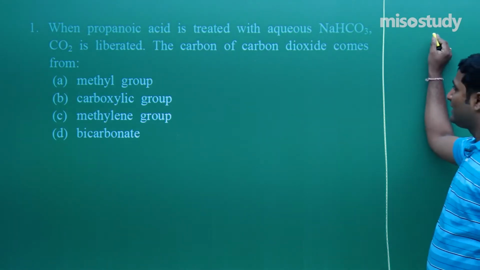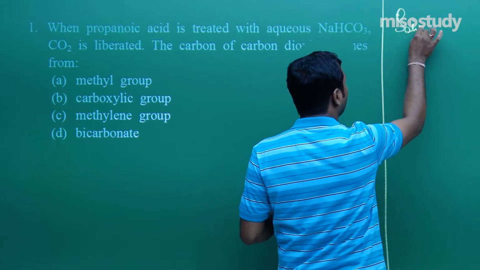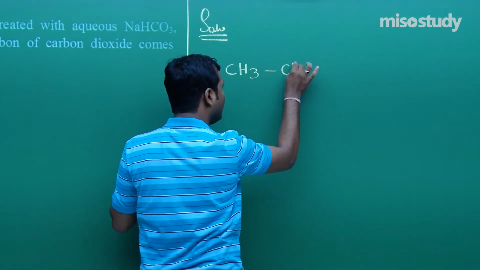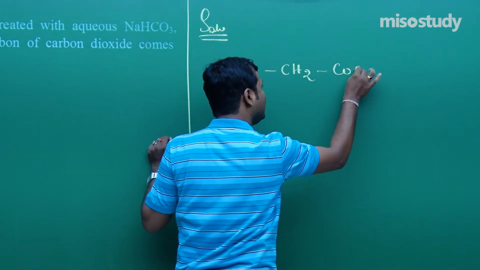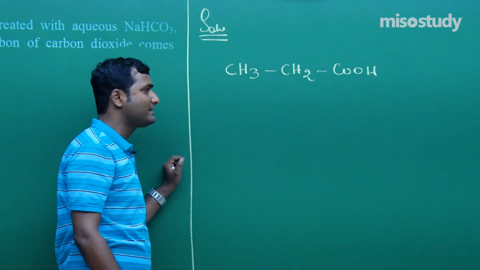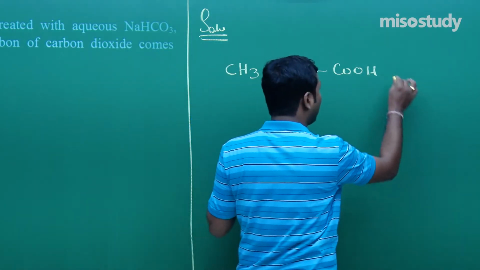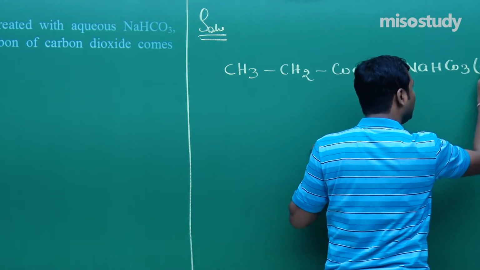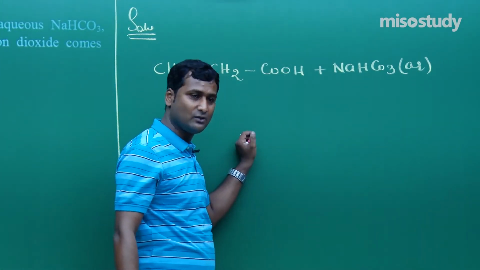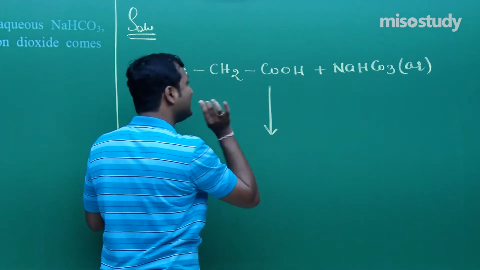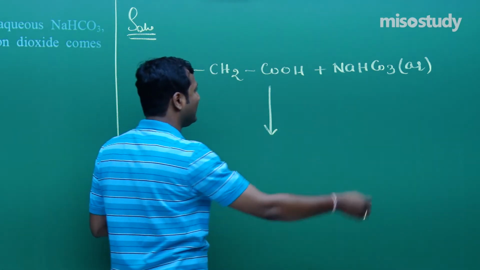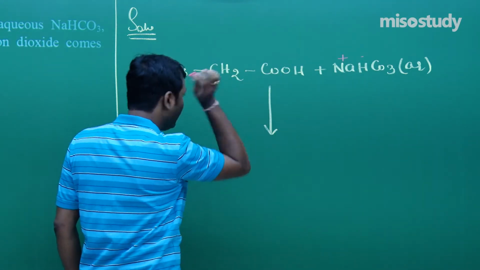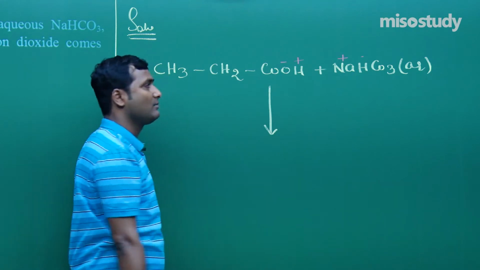If I talk about propanoic acid, it is CH3, CH2 and COOH. This one is propanoic acid. When treated with aqueous NaHCO3, what will happen in this case? Complete the reaction: here comes a plus sign, here comes a minus sign. Clear? Again, here comes a plus sign and here comes a minus sign.